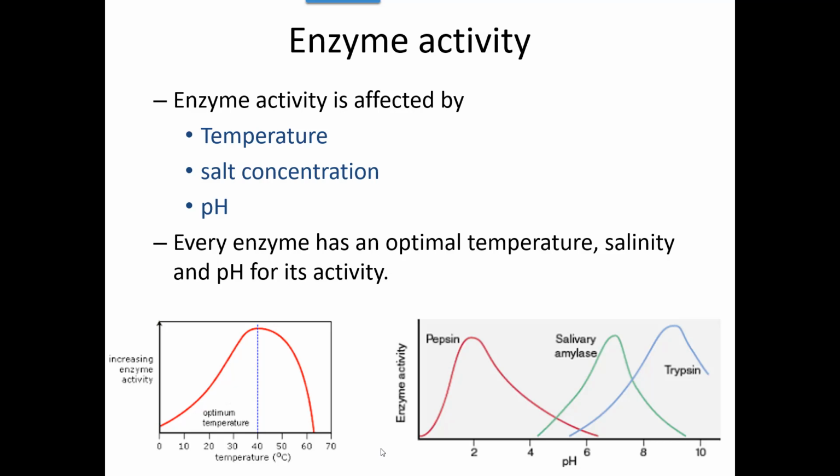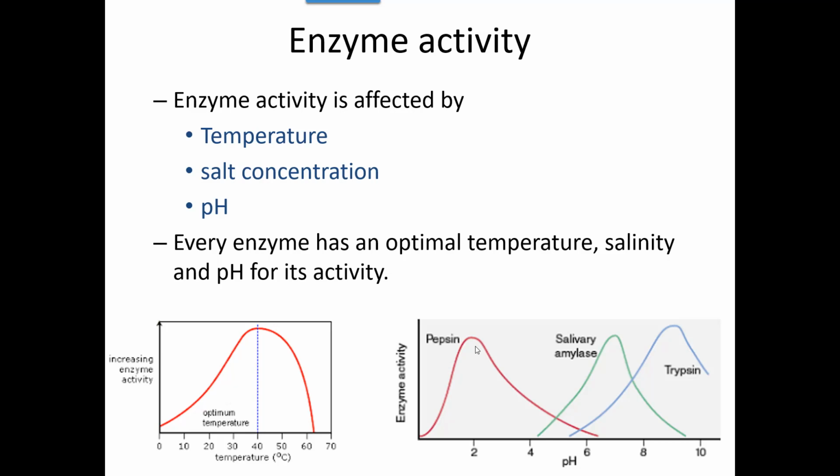And most enzymes, especially ones in our body, work best at around a neutral pH. Not all of them. Pepsin that I mentioned before can actually work at a very low pH because it helps break down proteins in the stomach. So it will work very well in the stomach. So every enzyme does have an optimal temperature, an optimal salt concentration, and an optimal pH for its activity, usually based on where it is in the body.